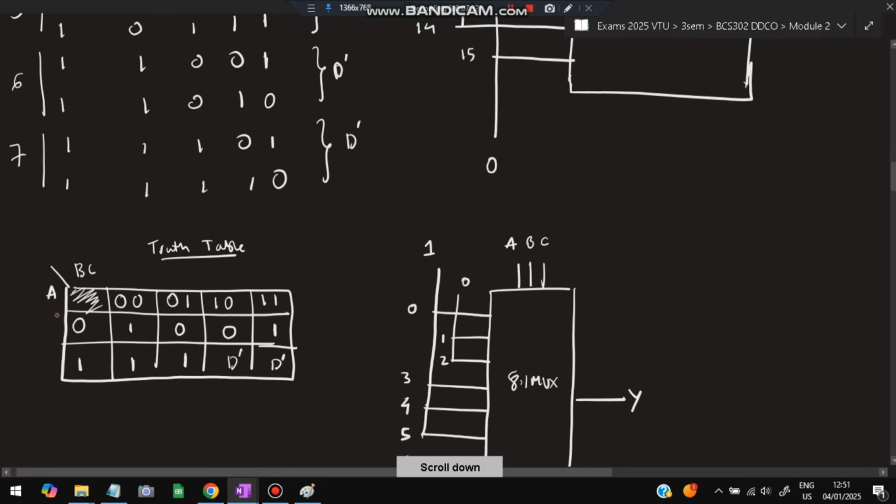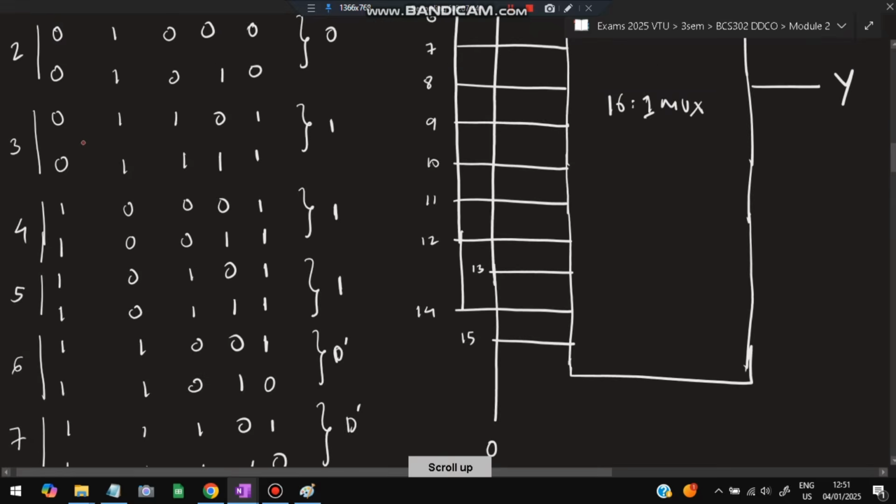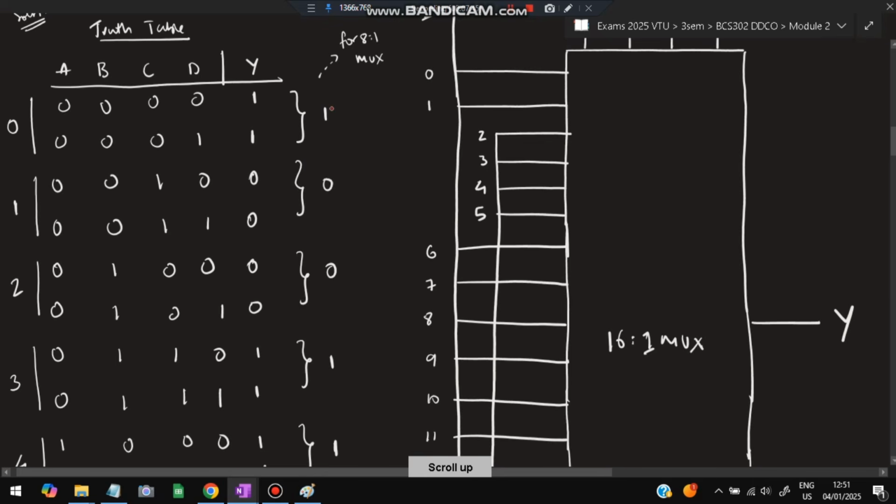So the ABC values will be taken like this, A and BC here. A, 0 1 you will write. After that, BC: 0 0, 0 1, 1 0, 1 1. Now 0 0 0, what is 0 0 0? When A, B and C all are zeros, what is my answer? 1. Both of these will be same because we took these two together. So it will be 1.